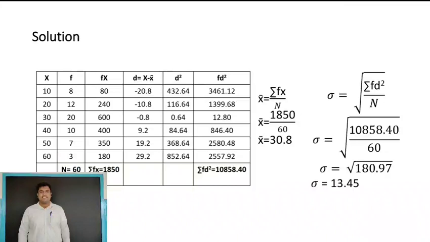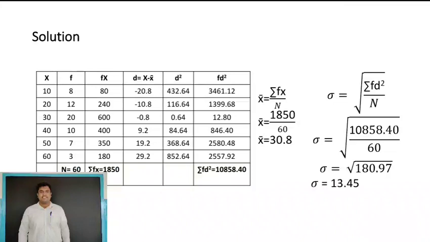Now I'll first calculate fx, that is I multiply frequency with the observation, that is x. After fx, that is why fx is calculated is for the calculation of mean. Mean is equal to sigma fx by n. Now I calculate deviations. Deviation is equal to x minus x bar. X bar as already calculated is 30.8. So the first deviation will be 10 minus 30.8, that is minus 20.8.